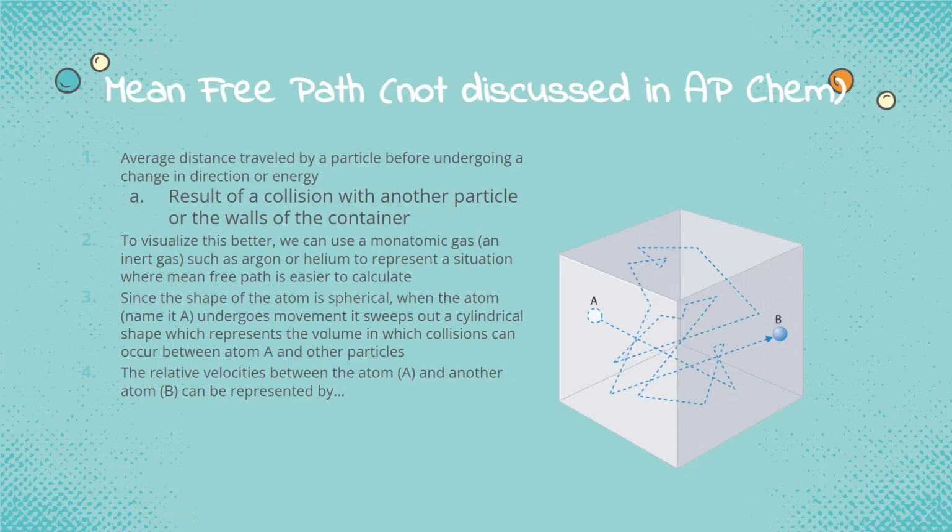Alright, so last but not least, we have the topic of mean free path, which is not discussed in AP Chem. This will expand upon my presentation. So, mean free path is the average distance traveled by a particle before undergoing a change in direction or energy, which is the result of a collision with another particle or the walls.